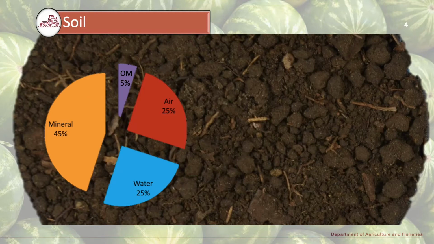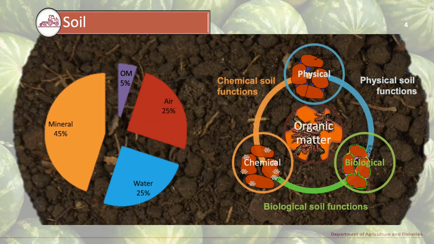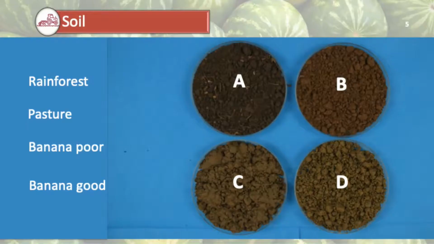Soil is typically 45% mineral, 25% water, 25% air, and 5% organic matter. These four components govern soil's chemical, physical, and biological functions. At the heart of soil functions is organic matter, which can heavily influence all soil properties. As an example, there are four soils on your screen, labelled A, B, C and D. They're from four different land uses, all within 500 metres of one another.